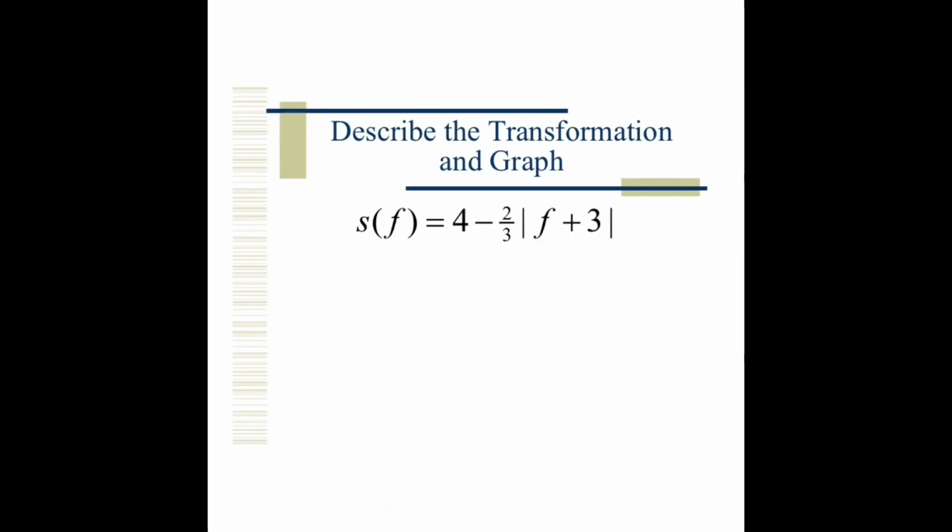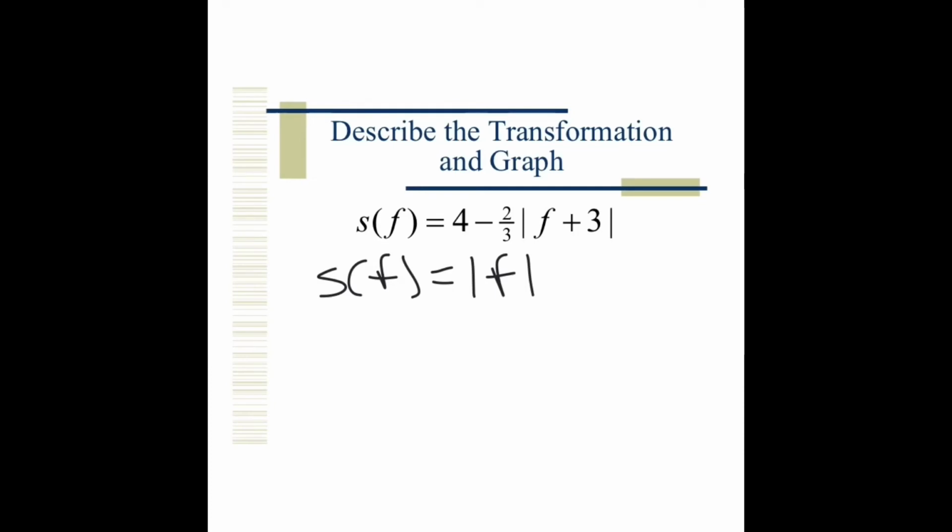All right, here for our next function, we have s of f. And for the parent function, again, it's the most basic, which would be the absolute value of f. What I want you guys to do now is go ahead and try to correctly identify all of the transformations to this graph.